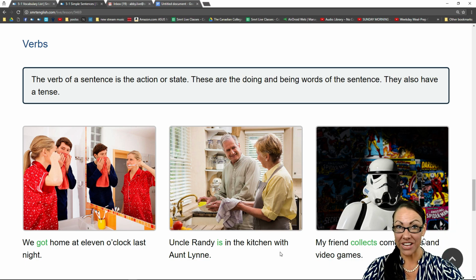Now, our future tense, or when we're talking, my friend collects. So he or she has collected, currently collects, and will continue to collect comic books and video games. So my friend, that's our subject, my friend collects comic books and video games.